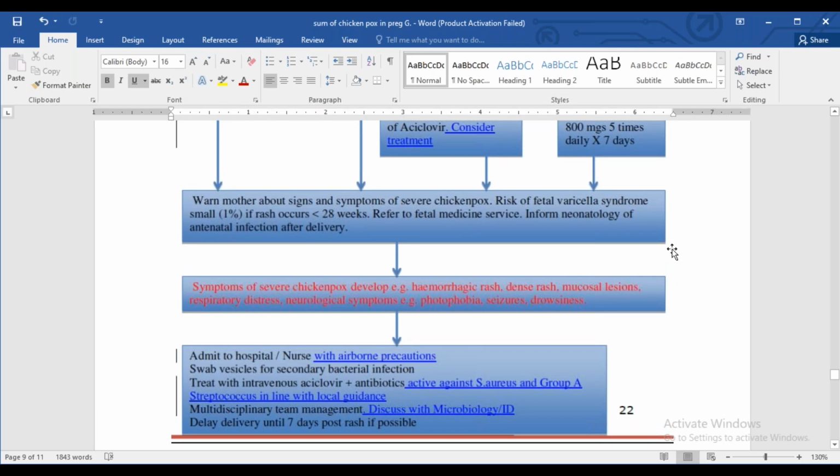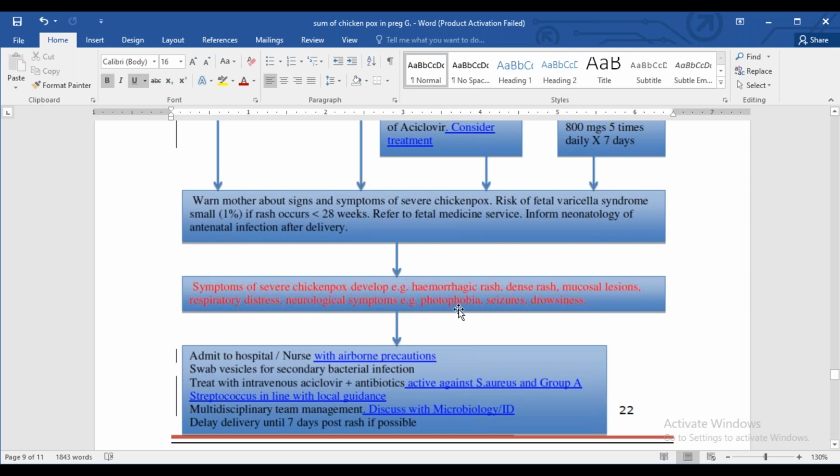The critically ill patients, we will go for IV acyclovir. These are the patients who have signs and symptoms of severe chickenpox: a hemorrhagic rash or dense rash, mucosal lesions, respiratory distress and difficulty breathing, or neurological symptoms, which means they have started encephalitis, like photophobia, seizures, or drowsiness. Those people, you should admit.